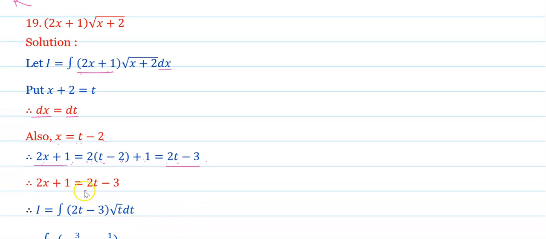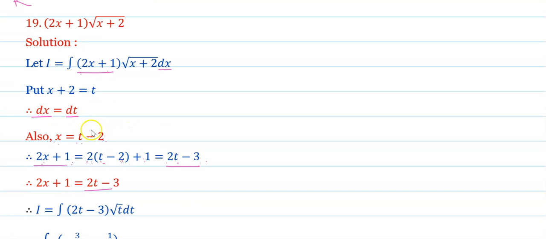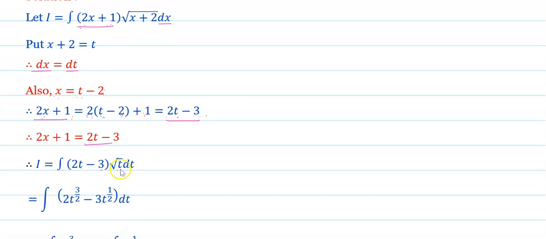And this is important. आपल्याला दोन्ही प्रकारचे values मिळाले. What is that? x plus 2, its value is t. Therefore, you will get root t. 2x plus 1, its value is 2t minus 3. And hence, our integral I becomes I is equals to integral, the value of 2x plus 1 is, in bracket, 2t minus 3. Root of x plus 2 means what? Root of t into dt. What about the next? Normal multiplication.